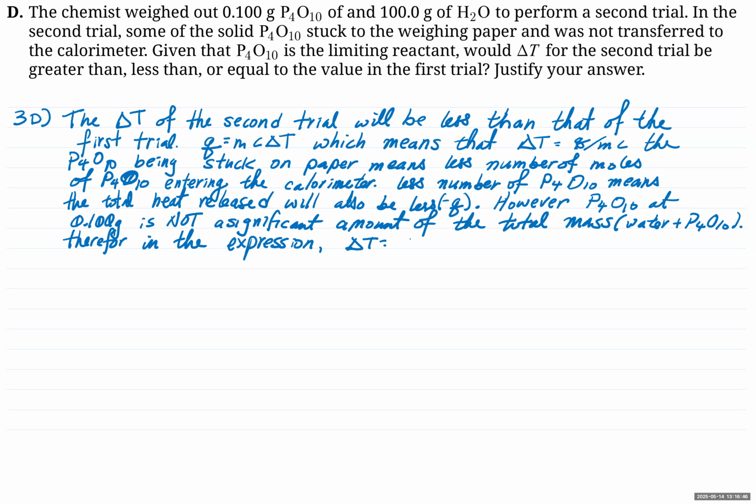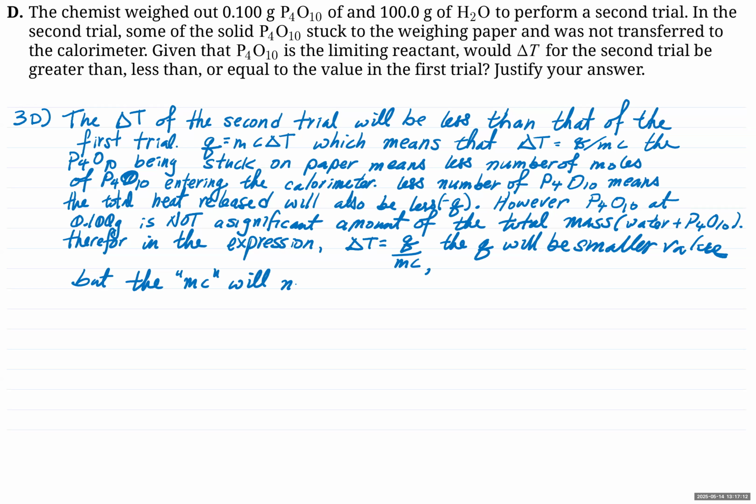delta T is equal to Q over MC. The Q will be a smaller value, excuse my handwriting, but the MC will not deviate much from trial one's values. Okay, I hope that makes sense to you guys. All right, so that's part D.